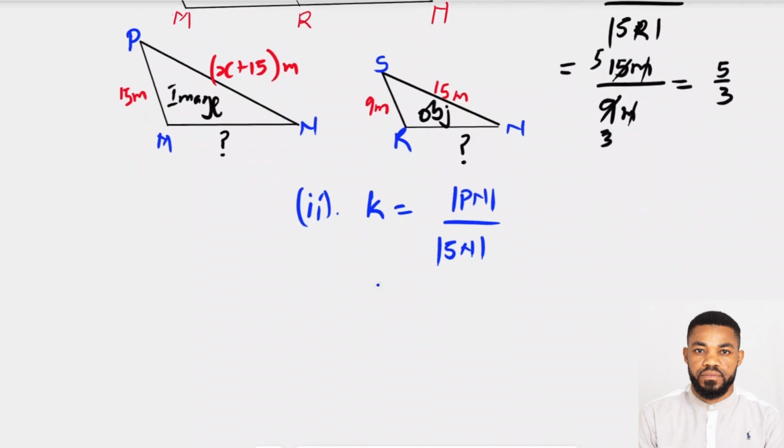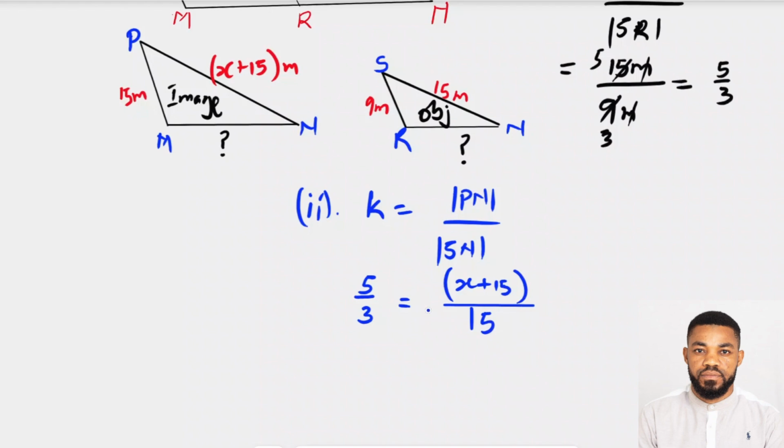Now, we can do substitutions here, but you should know that we know the scale factor already to be 5 on 3. So I'll just do substitution. Where I see the scale factor, which is K, I'm just going to write 5 on 3 here. And that is equal to PN, and PN is X plus 15. That should be kept in brackets. Now, out of SN is 15. That is just direct. We have 15 here.